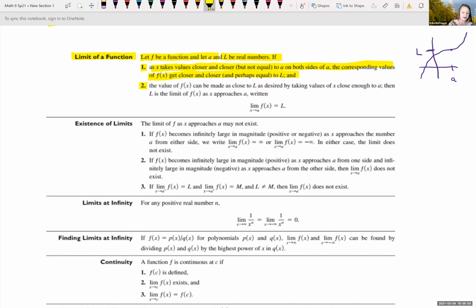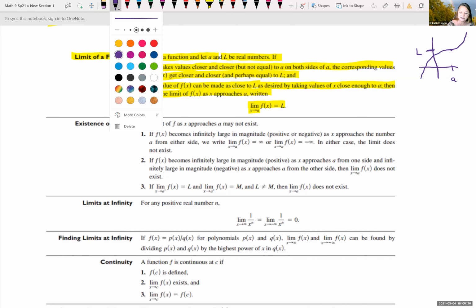Number two, for a limit, the value of the function f of x can be made as close to L as desired by taking values of x close enough to a, then L is the limit of f of x as x approaches a. And we wrote that in notation as the limit as x goes to a of f of x equals L. So we saw that for limits, the function actually didn't have to be defined at x equals a, and we could still get a limit.